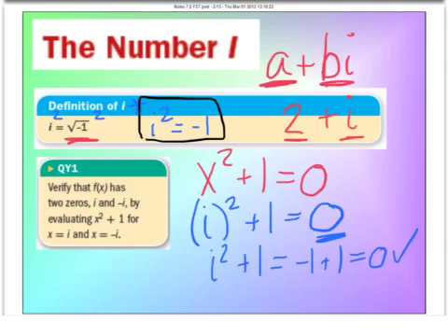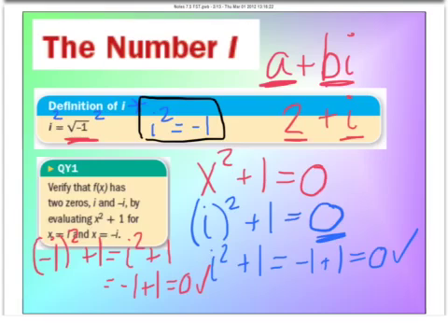I would also check with negative i. So put negative i back into the equation. If I take negative i and square it and do plus 1, what do we get? Negative i squared is negative i times negative i, or i squared, plus 1. By definition, we know i squared is the number -1. -1 plus 1 is 0. Thus, it is a zero of this particular equation.